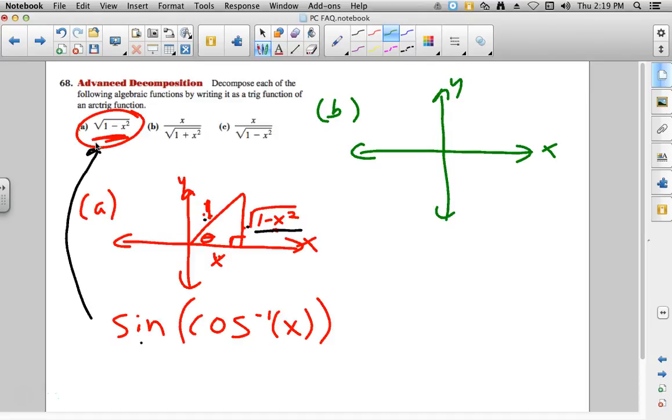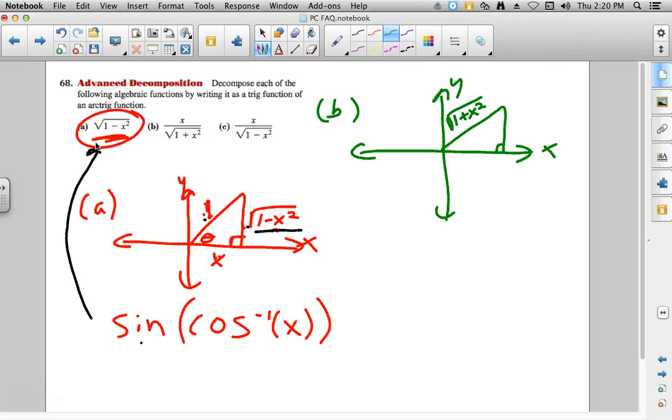So for B, we need our triangle to have an x and a square root of 1 plus x squared. Ooh, that's a giveaway. Because if it's the square root of 1 plus x squared, they were adding the two sides together.